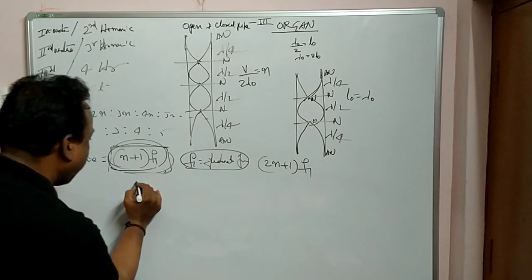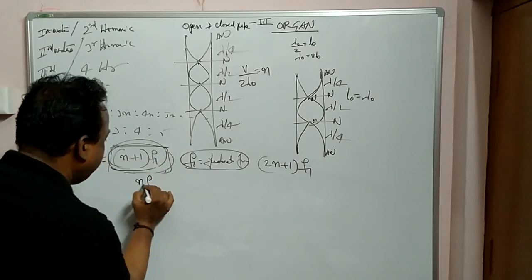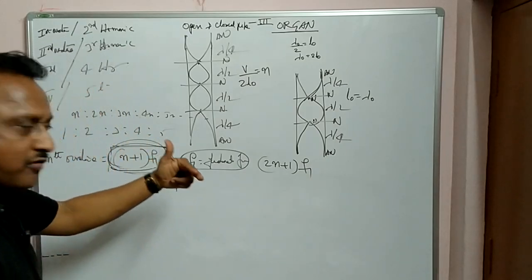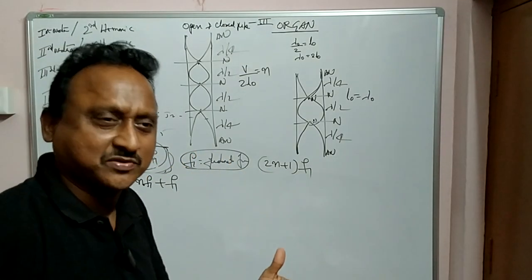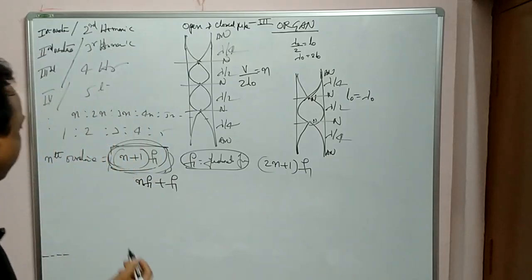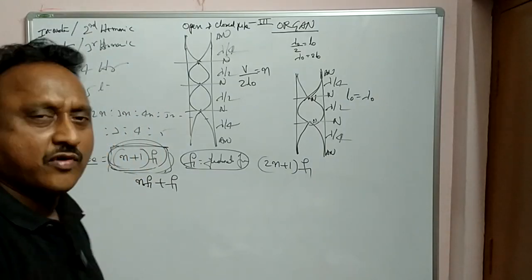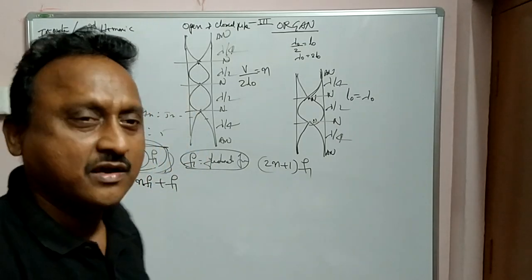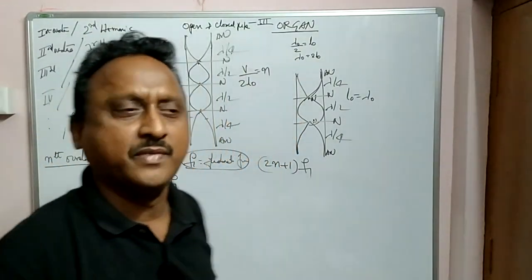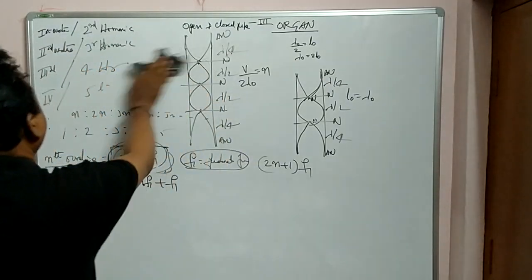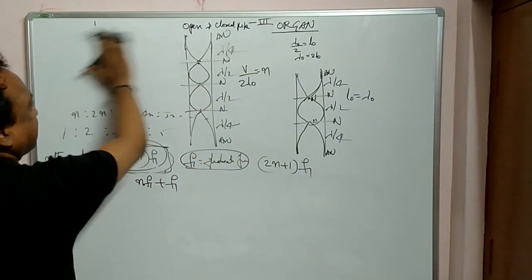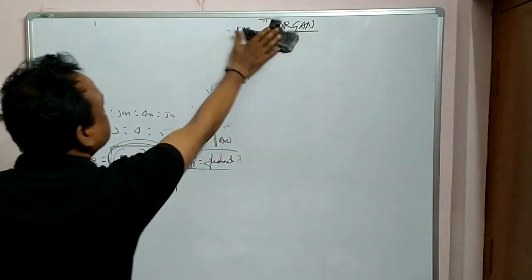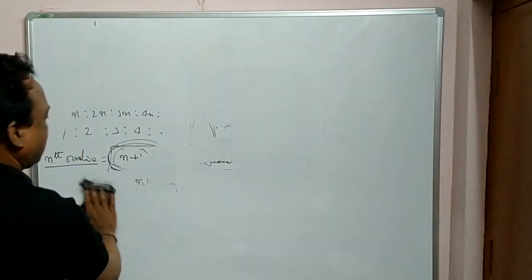If you expand this, it becomes nf1 plus f1. That is, before the nth comes, the next one is the n plus 1th. Clear? So this is the formula for the nth overtone, n plus 1 into f1 for open pipe, and the ratio is 1:2:3. Here even and odd numbers are there, whereas in closed pipe only odd numbers are there, even numbers are missing. Please make a note. These are very very important from the examination point of view. Clear?